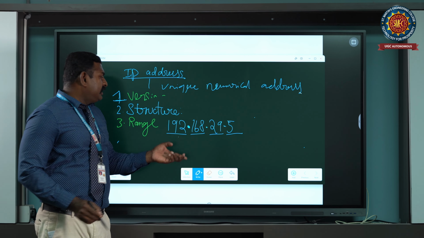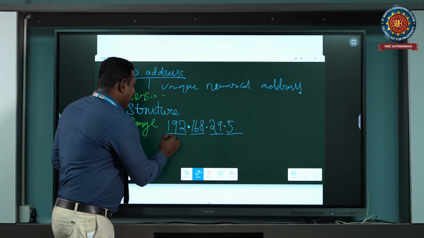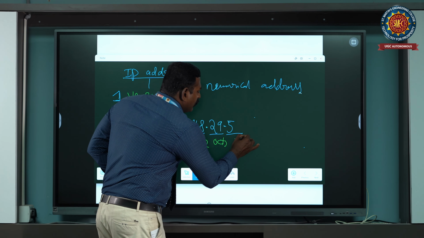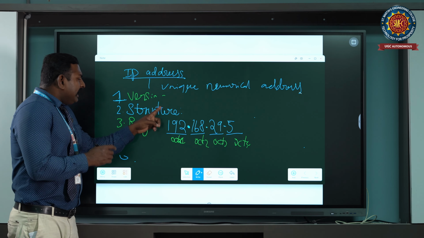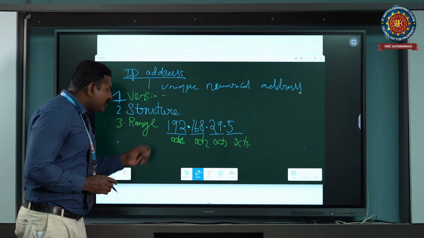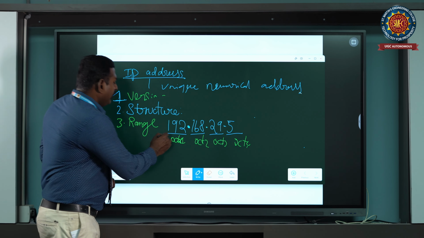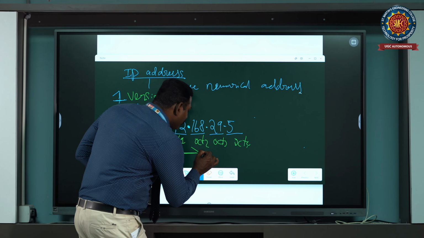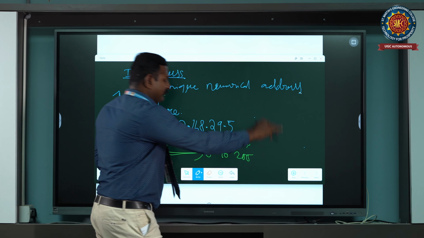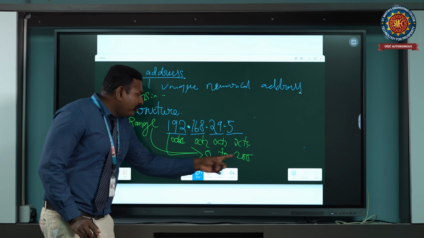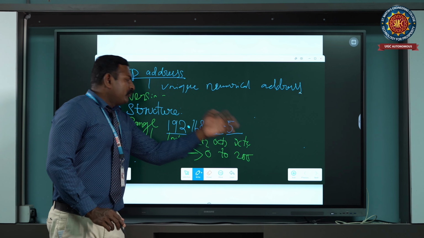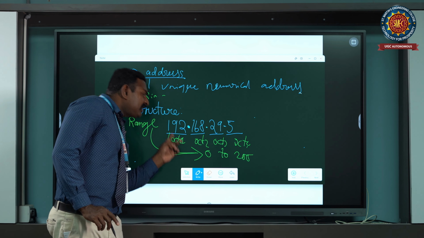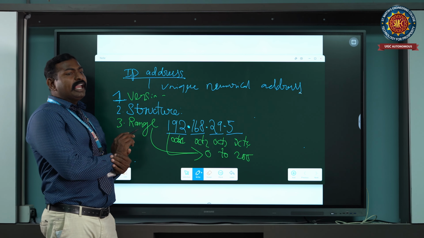Range. As I told you earlier, these are all octets. This is octet 1, octet 2, octet 3, octet 4. Compulsorily four octets should be there. In the first octet, the range should not exceed 0 to 255. This is the range. Compulsorily, only a number between 0 and 255, the unique identification number, that is the IP address. The first octet range should be 0 to 255. Okay, this is the range.